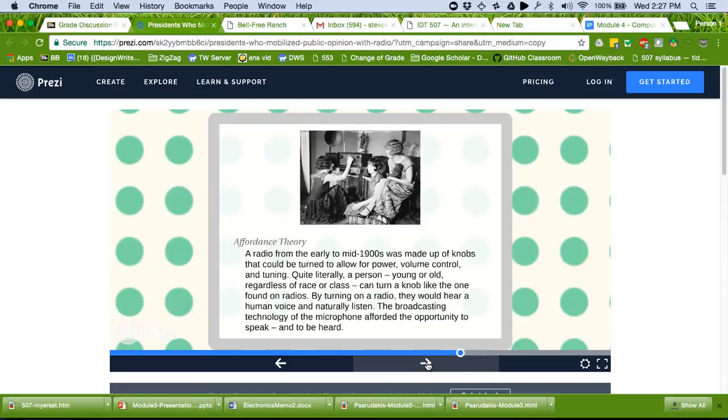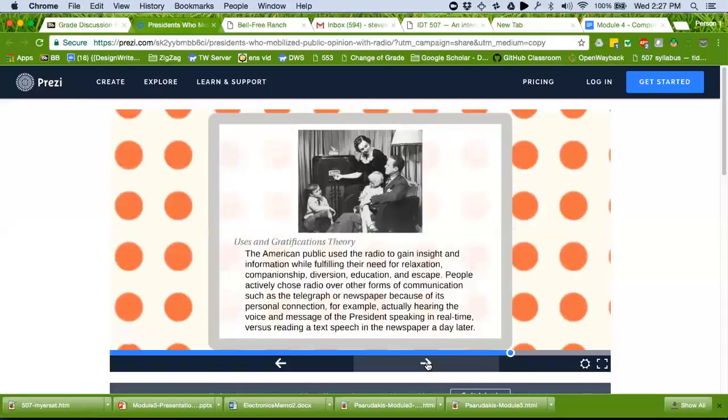Yeah, but I really do like the way that here she just walks us through the theory, uses and grats. People use the radio to gain insight. But what was it about radio that was so special? Mm-hmm. And she hints at it with actually hearing the voice and the message speaking real time.